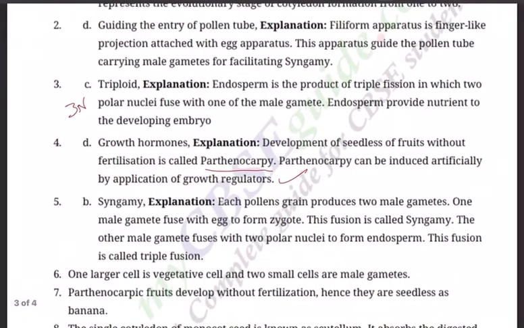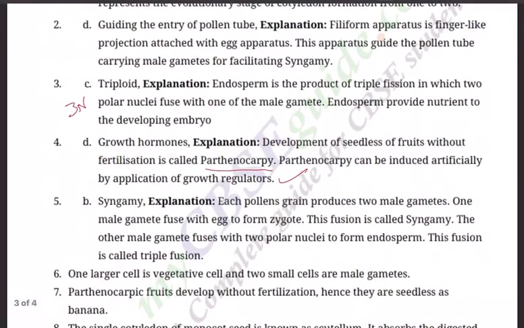So application of hormones is the correct one. Similarly, question number 5, it should be syngamy because triple fusion is different. That will result in the formation of endosperm. Here we are talking about the formation of zygote. So you need to have the clarity, you need to differentiate. Formation of endosperm is the triple fusion, formation of zygote is the syngamy.